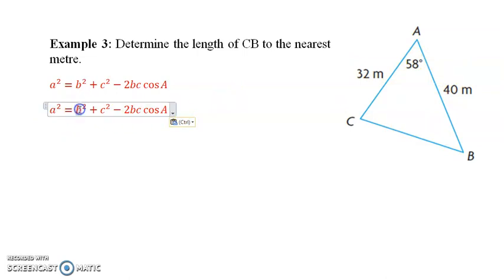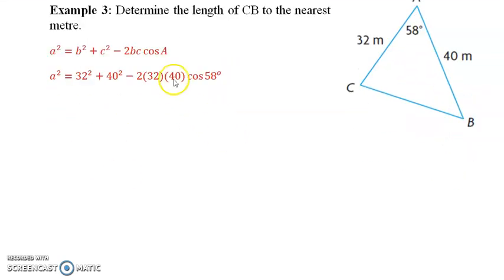B is 32. C is 40. And upper A is 58 degrees. So we plug everything in. Now we're going to solve everything. So we're going to do the calculations.